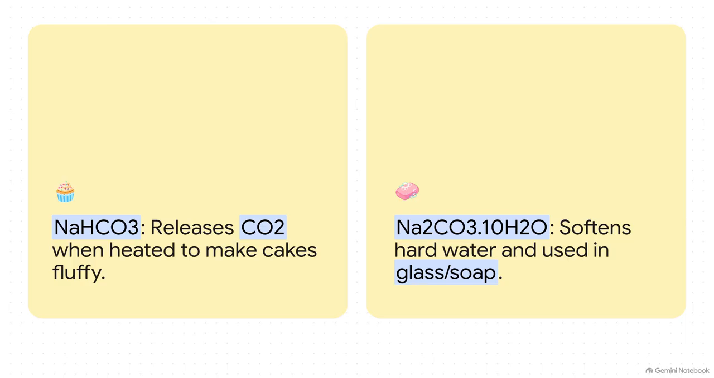Washing soda, on the other hand, is sodium carbonate that specifically contains 10 water molecules attached to it. It is heavily used to soften hard water, which makes it way easier to wash clothes, and it's a primary ingredient in the glass and soap industries. So they definitely sound similar, but their chemical makeups and daily uses are vastly different.